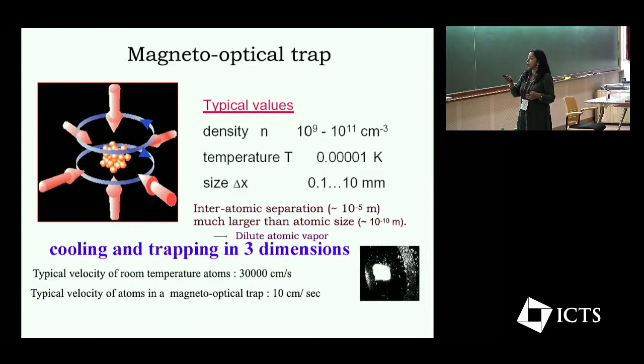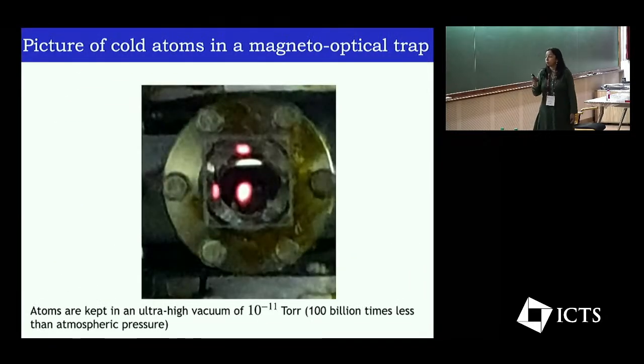So this is a typical picture of a magneto-optical trap. This is a picture of a magneto-optical trap of real atoms in a vacuum chamber, also called a MOT. These are cold atoms at 100 microkelvin temperature. You can see it glowing inside the vacuum chamber. It has to be kept inside the vacuum chamber, otherwise the hot atoms can knock the cold atoms out of the trap. The vacuum maintained inside this chamber is like 100 billion times less than atmospheric pressure.